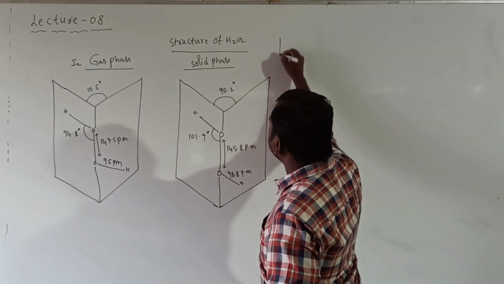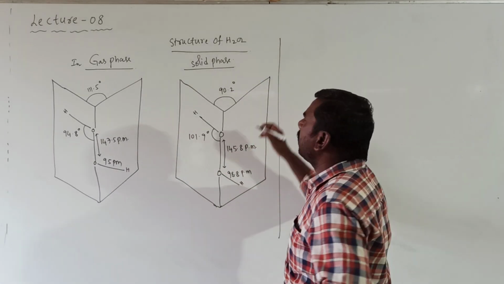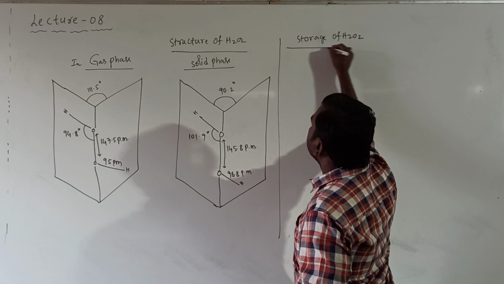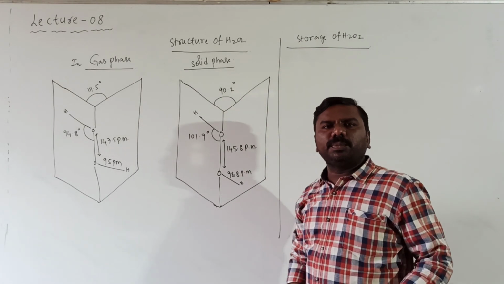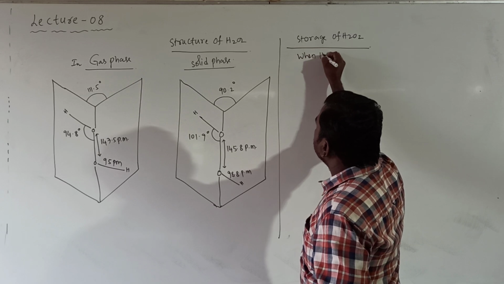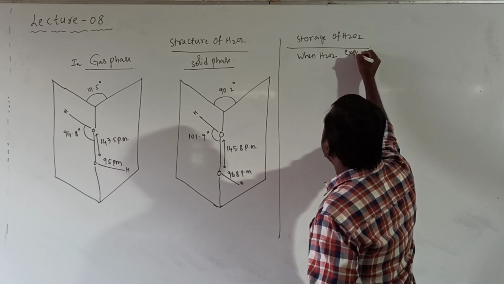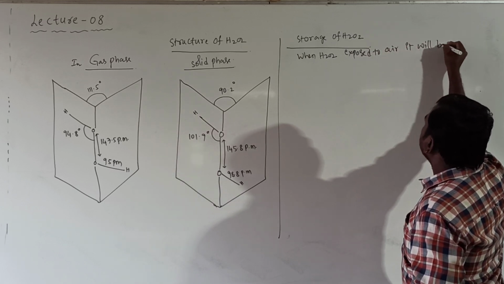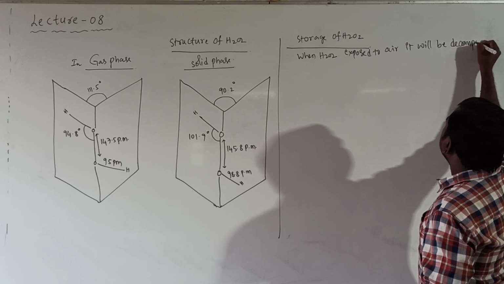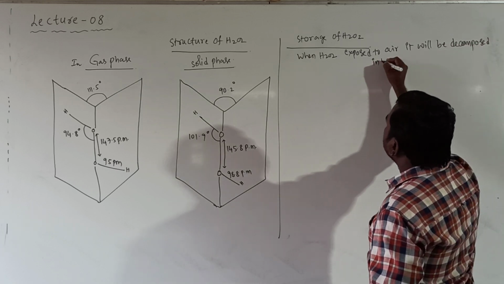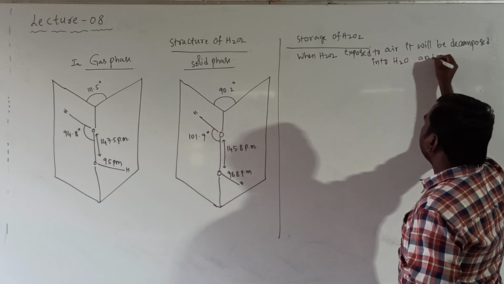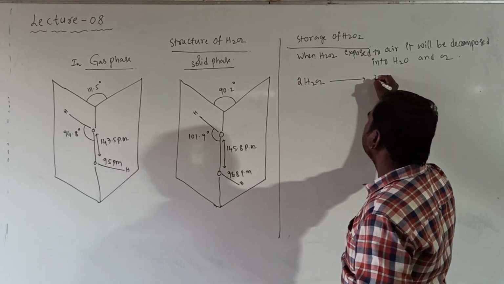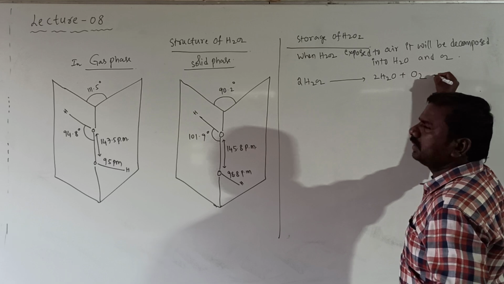Next, afterwards, storage of H2O2. How to store H2O2? Generally when exposed to air it will be decomposed. When H2O2 is exposed to air, it will be decomposed into H2O and O2. Clear? Reaction already written: 2H2O2 gives 2H2O plus oxygen gas.